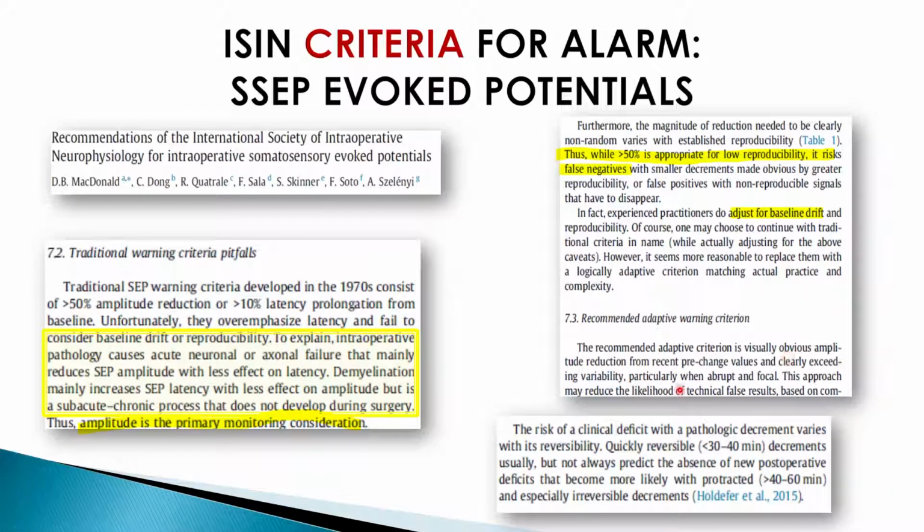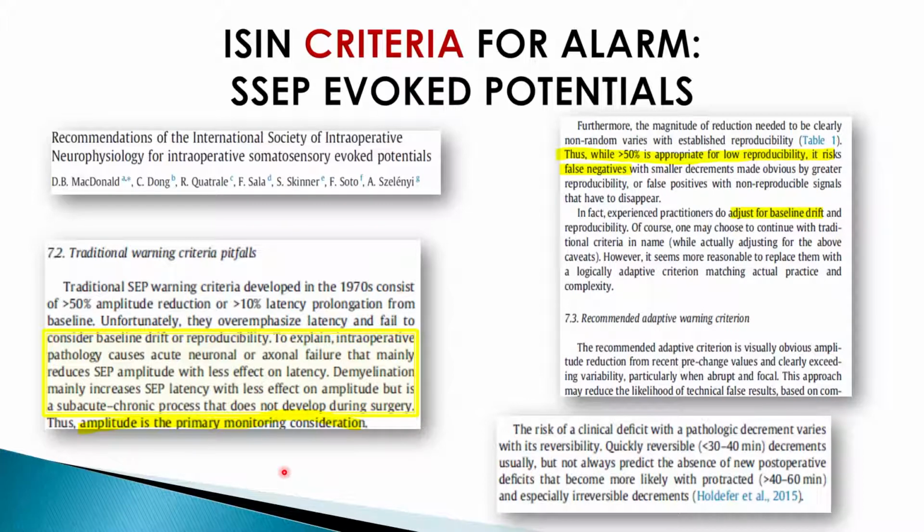The paper goes on to talk about traditional warning criteria pitfalls. They stress that amplitude should be the primary monitoring consideration with respect to changes. Demyelination that increases SSEP latency is less likely to happen in the OR. They talk about the 50% decrease in amplitude and how it risks false negative, meaning we may have a patient wake up with a deficit without any alerts.